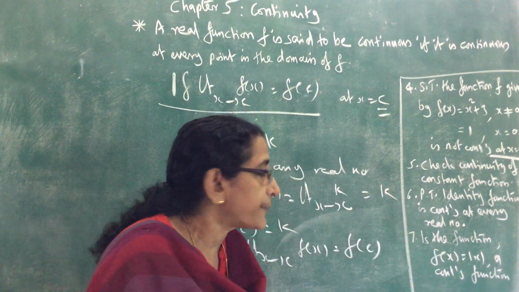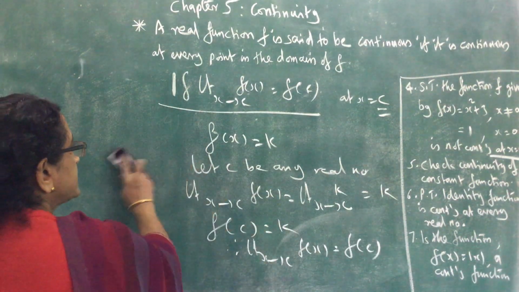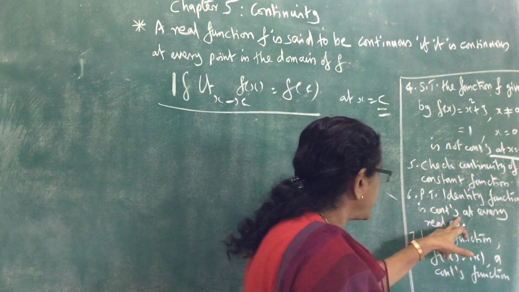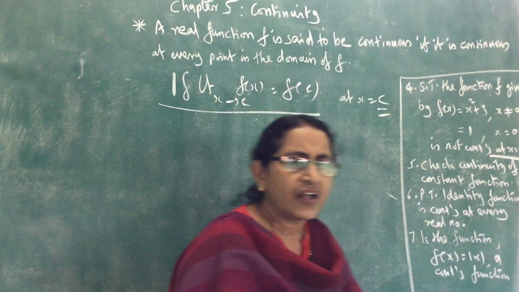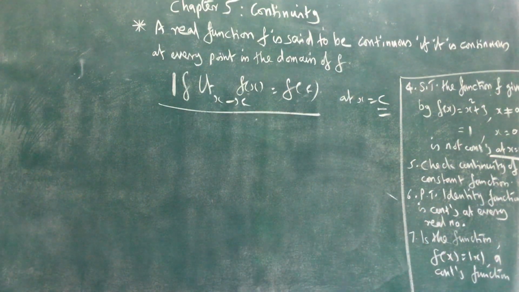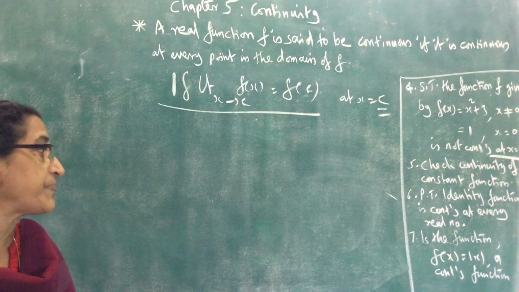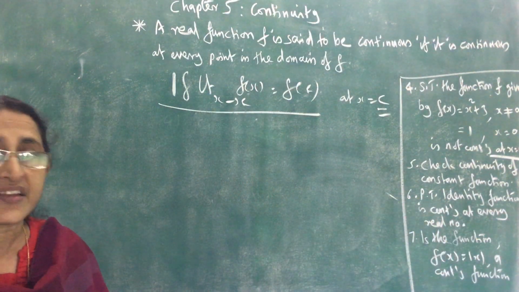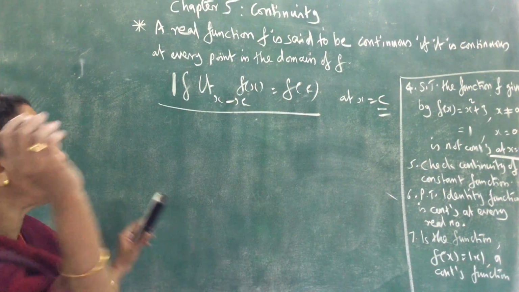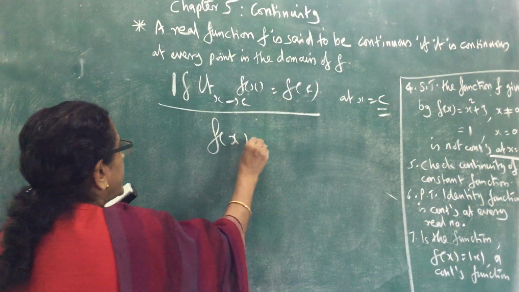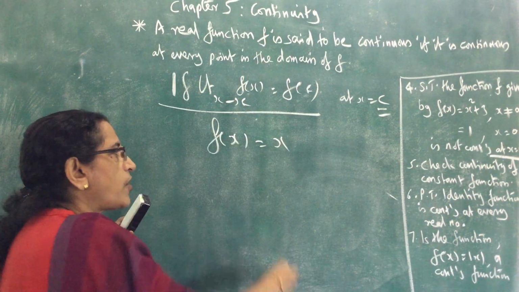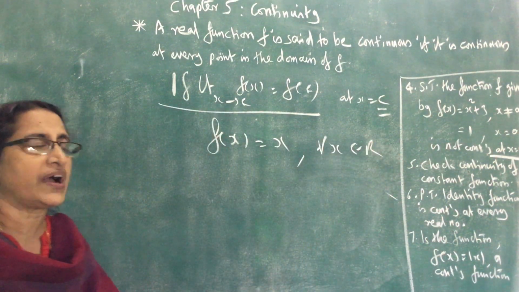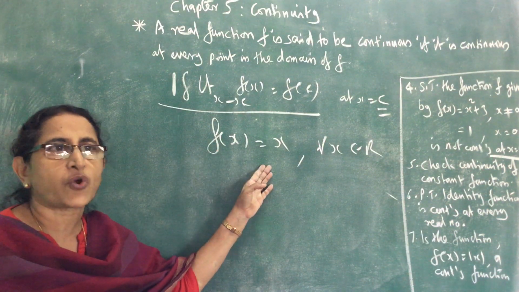Now the sixth one: prove that the identity function is continuous at every real number. So here also we will consider a real number generally. And what is the identity function? f of x equal to x, for every x belonging to R, x being any real number. What is f of x? x. That is called the identity function.